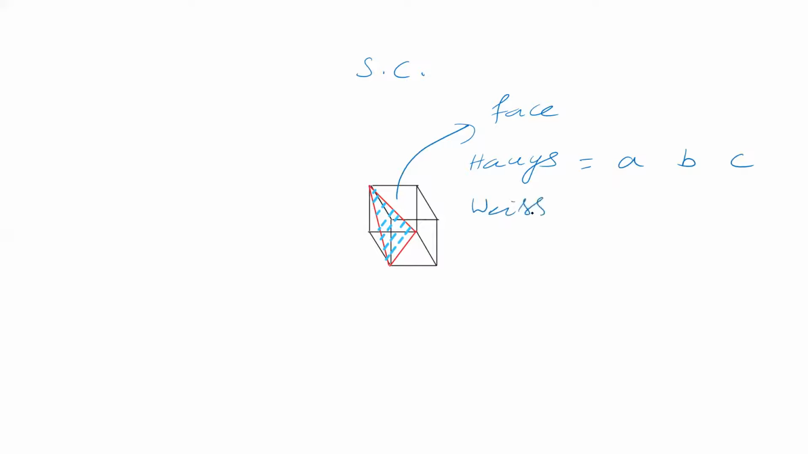Now the reciprocal of the intercept coefficients will be taken: 1 for A, 1 for B, 1 for C. The Miller indices are the reciprocals of these, reduced to the simplest ratio. That simplest ratio is the Miller indices.